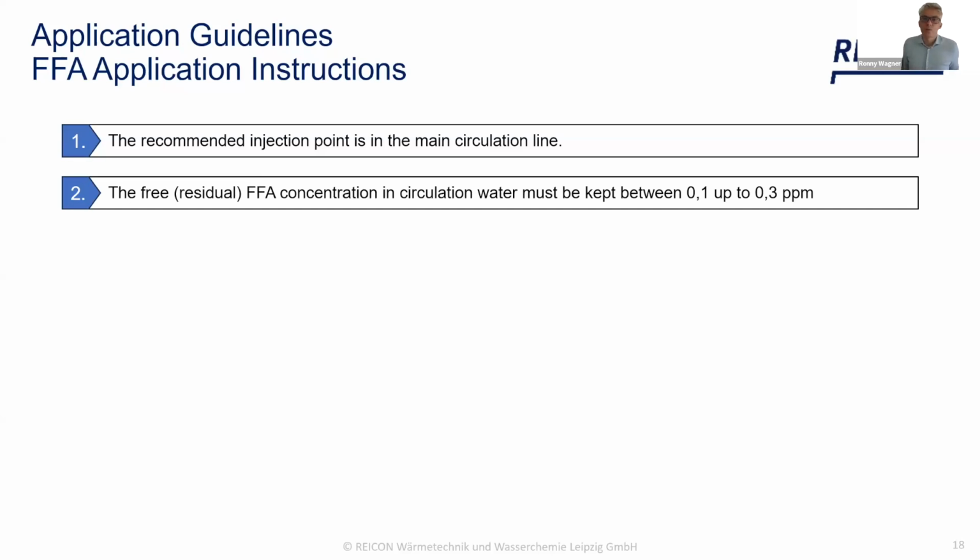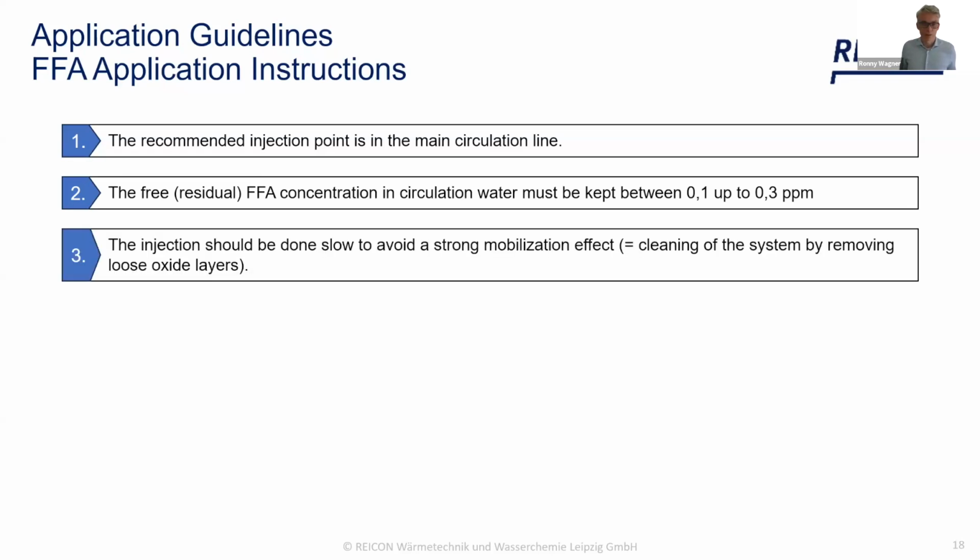Also, it's important to measure the concentration, and we recommend a free or residual film-forming amine concentration between 0.1 and 0.3 ppm to have a sufficient protection of the metal. If you remember, we first cover the surface, and then we can measure the concentration in the system.